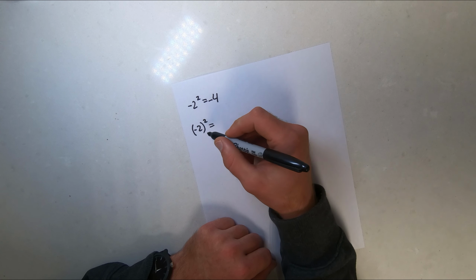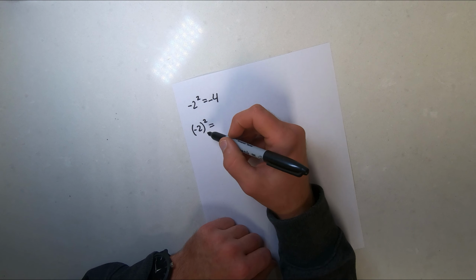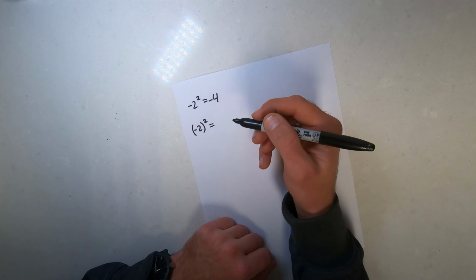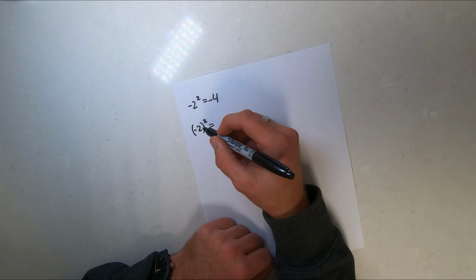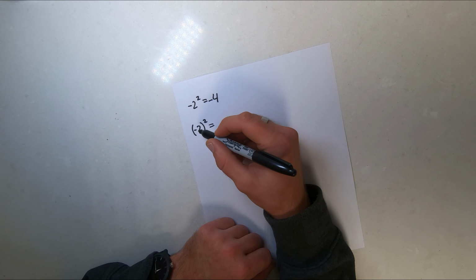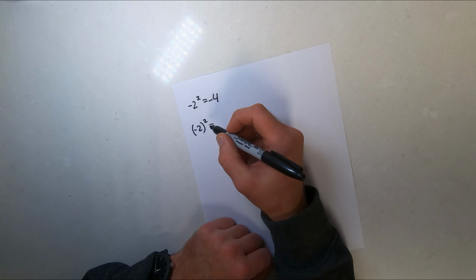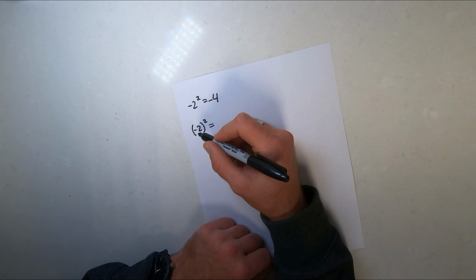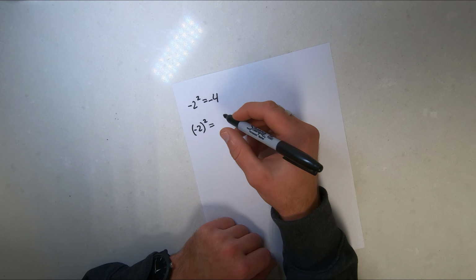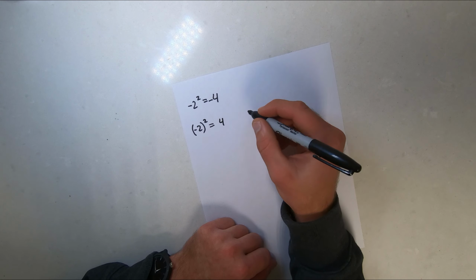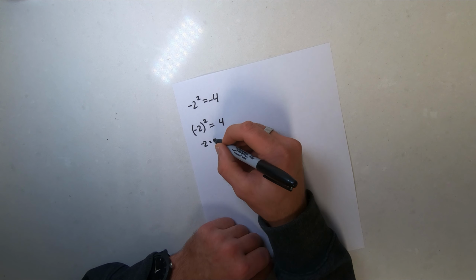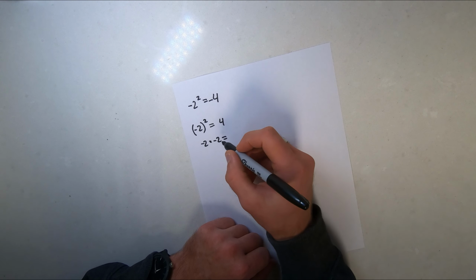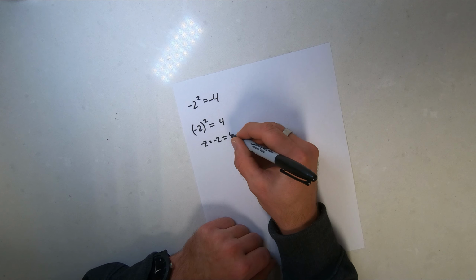Now this problem is a bit different. Here the negative 2 is contained within parentheses. And from the order of operations, we know that we have to take care of the parentheses first before we do anything else. So because this is contained in the parentheses, we square this whole thing. And negative 2 squared is 4, because negative 2 multiplied by negative 2 gives us a positive 4.